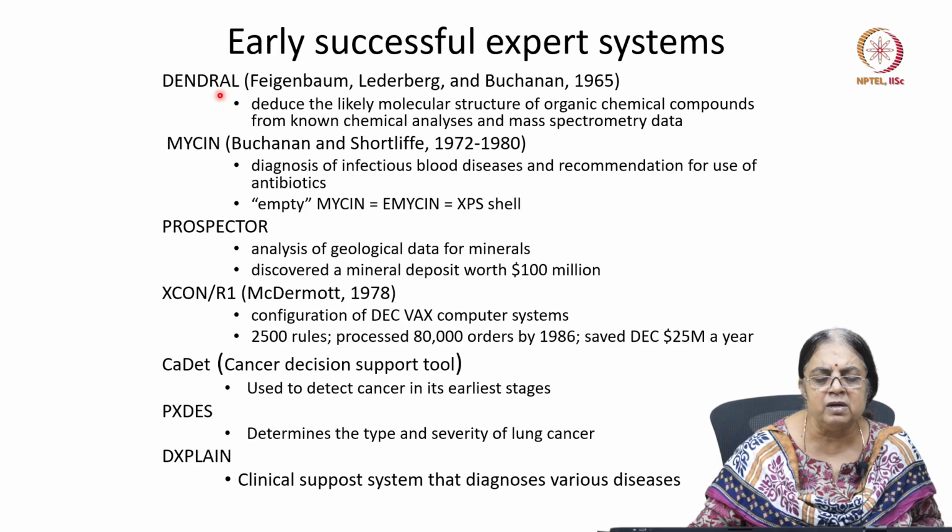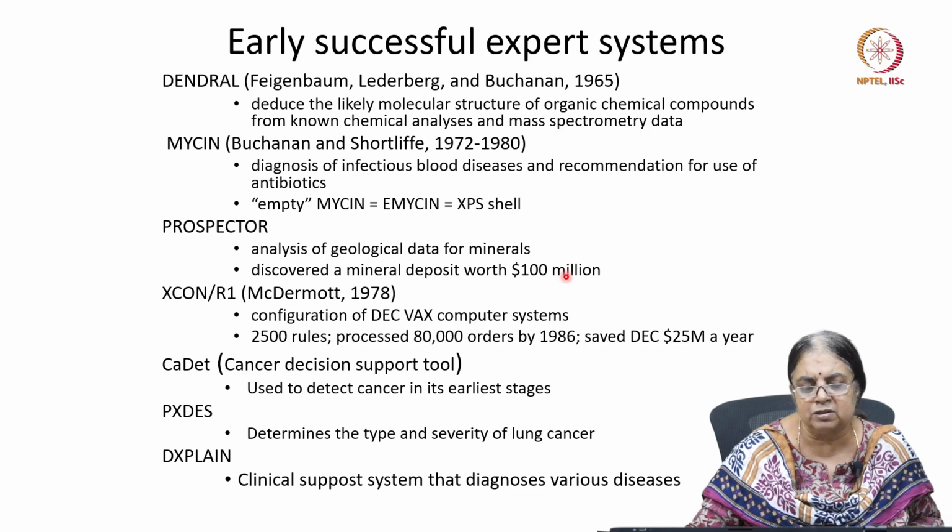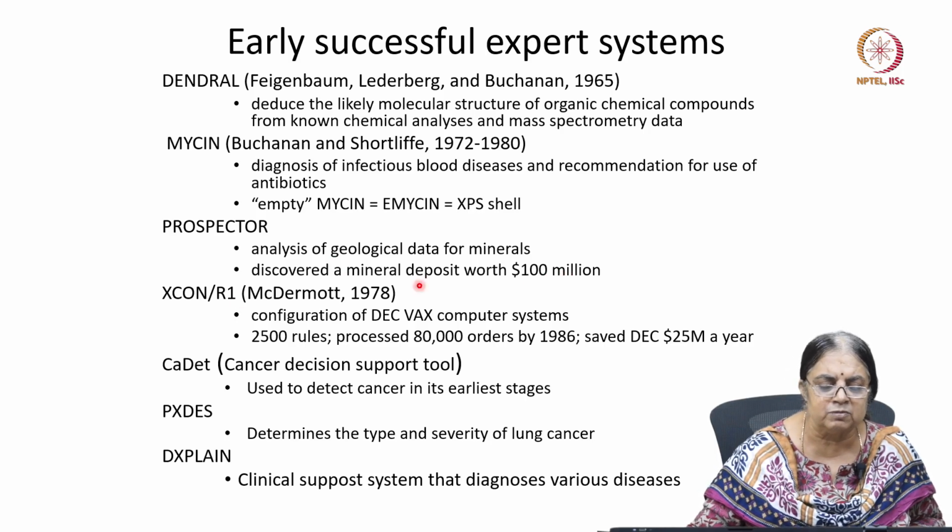So Dendral is to deduce the likely molecular structure of organic chemical compounds. Mycin: diagnosis of infectious diseases, blood diseases, and recommendations for use of antibiotics. Then you have the Prospector: analysis of geological data for minerals. It discovered a mineral deposit worth $100 million, right? So it was worth it, that particular expert system.